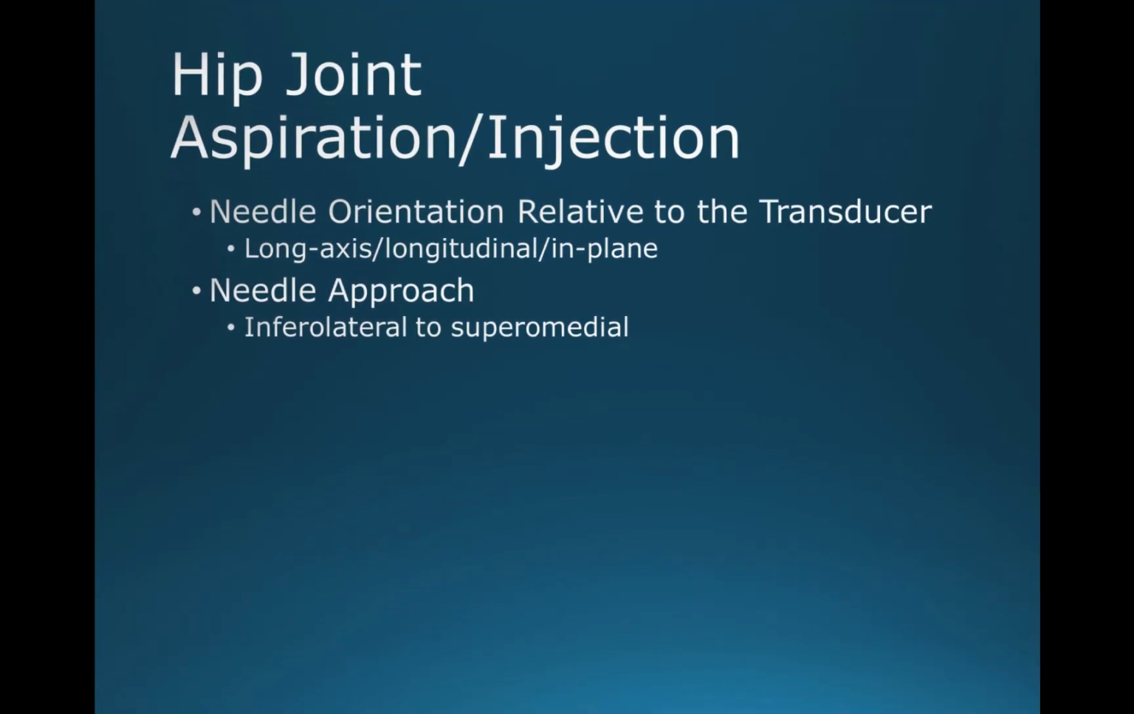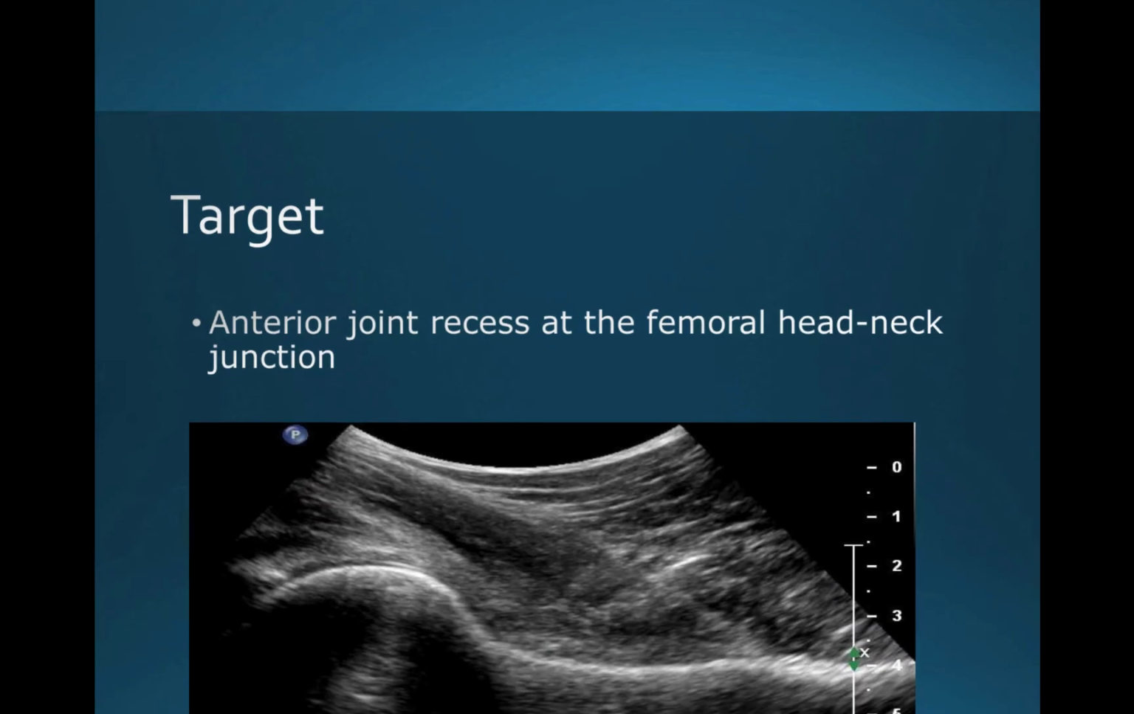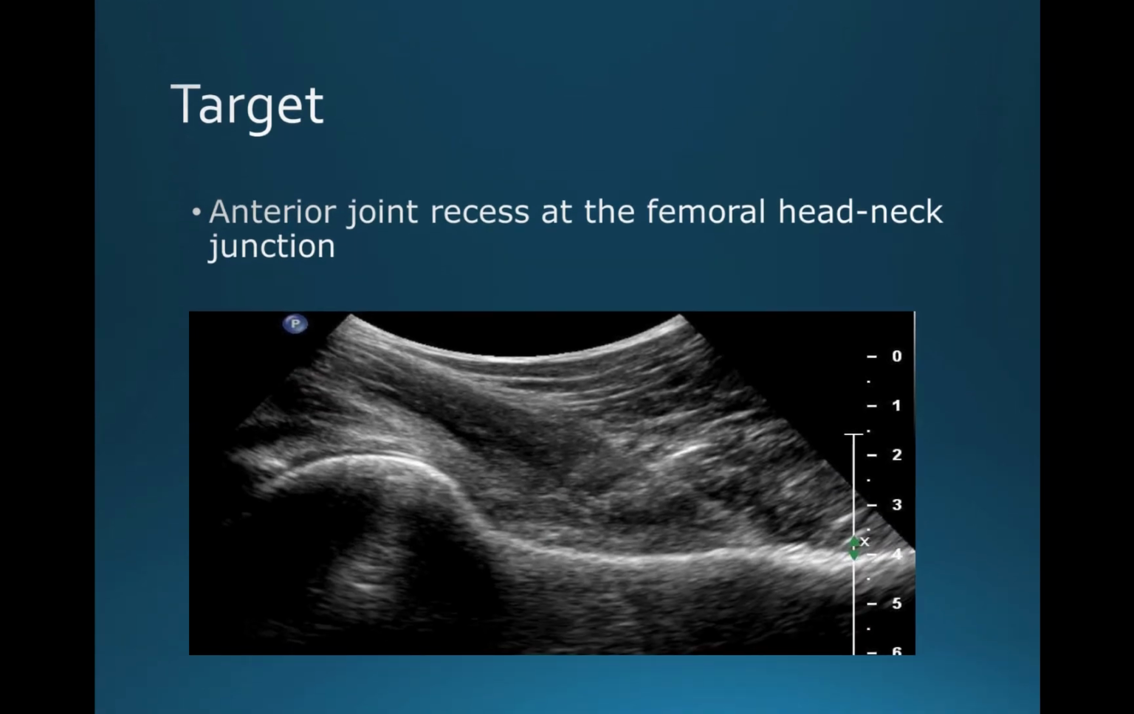Your needle orientation is going to be relative to the transducer. You're going to have a long axis, longitudinal, in-plane approach, and you're going to go from inferior lateral to superior medial. Your target is going to be your anterior joint recess at the femoral head-neck junction, right in this area, so between the femoral head and the neck. The joint capsule extends all the way from here to here.